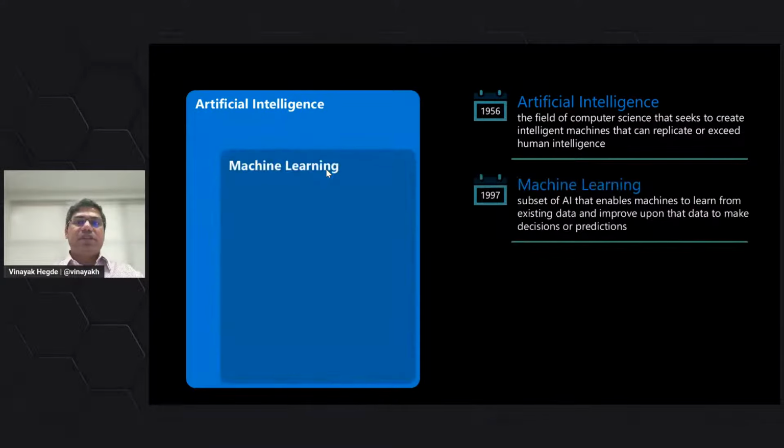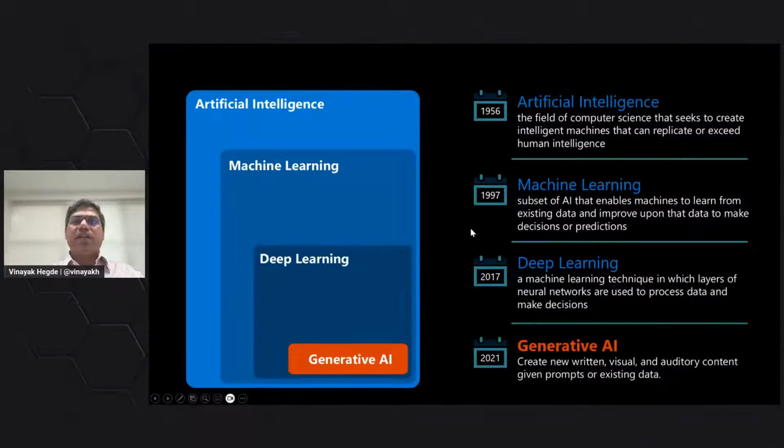As we have progressed over the years, first we had artificial intelligence, and then a subset of it, machine learning. The advance in both GPUs and CPUs made machine learning viable, and we could start using a subset of AI to enable machines to learn from existing data, and also improve upon that data to make decisions and predictions. If we go further down, I think the two biggest advances have happened in the last four, five years.